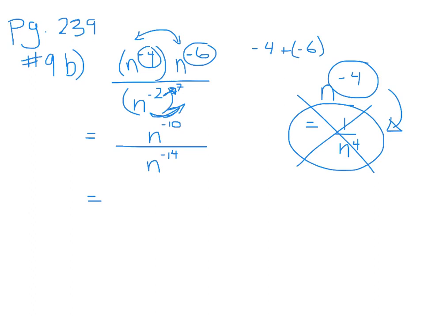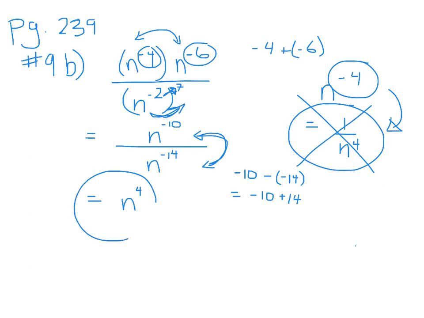And now I can divide these two things. With the division rule, if you have two bases that are the same, you're going to keep the base the same, and you're going to subtract the exponents. Now remember, I'm subtracting the exponents in order. It's -10 minus -14. So be careful there, because -10 minus -14 is actually -10 plus 14, and -10 plus 14 is actually 4. So the final answer is n to the power of 4. This is a positive exponent, so I don't have to change anything about this. This is the final answer.